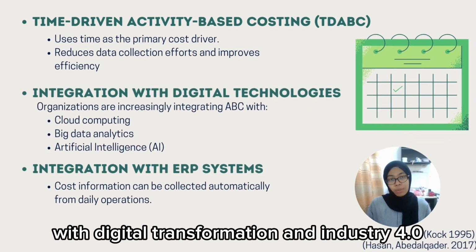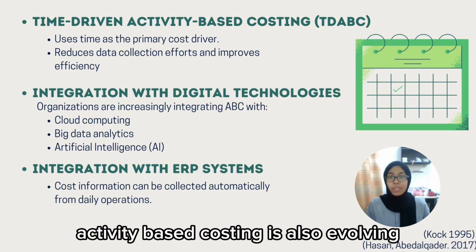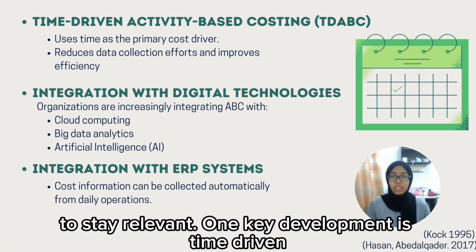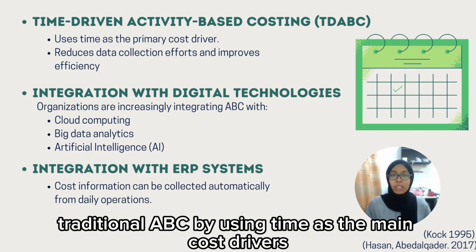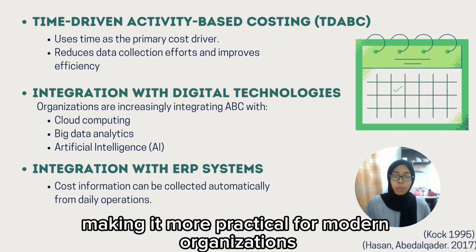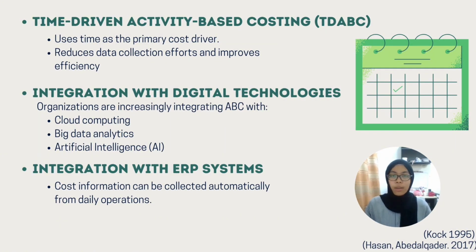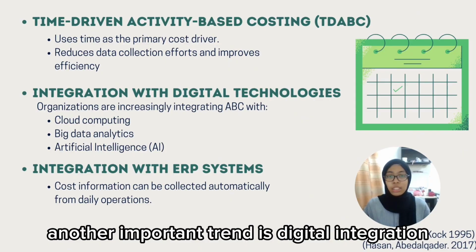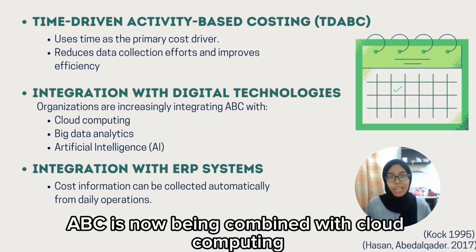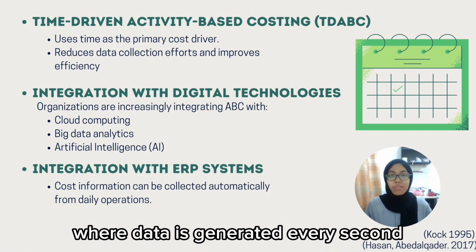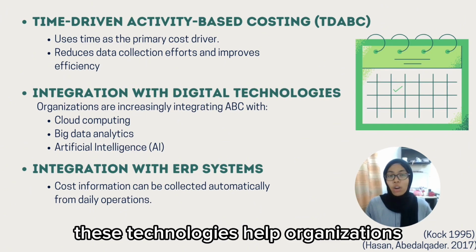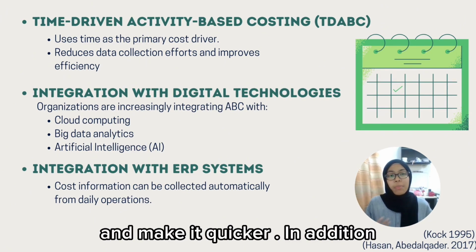With digital transformation and Industry 4.0, activity-based costing is also evolving to stay relevant. One key development is time-driven activity-based costing, or TDABC. It simplifies traditional ABC by using time as the main cost driver, making it more practical for modern organizations. Another important trend is digital integration. ABC is now being combined with cloud computing, big data analytics, and also artificial intelligence (AI), where data is generated every second. These technologies help organizations analyze costs in real time and make decisions quicker.